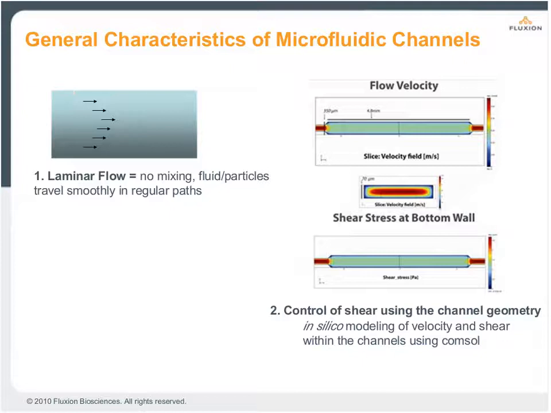In addition, if you look on the right side of the slide, both the flow velocity and the shear within the experimental area are designed to be uniform, and these are just some in silico models of what both the velocity on the top and the shear at the bottom wall look like.